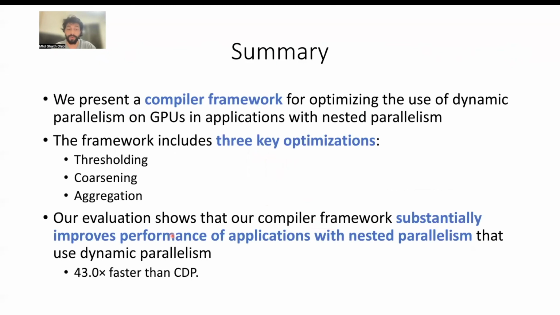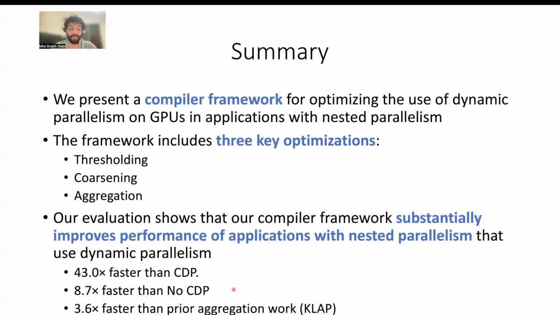It's about 34 times faster than CDP on average. It's about 8.7 times faster than not using CDP at all. And it's about 3.6 times faster than prior aggregation work, namely CLAP.